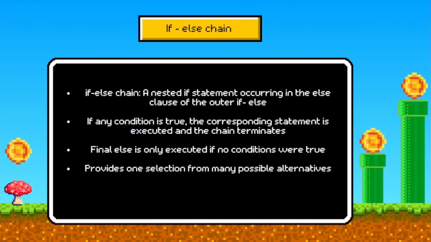Today I'm going to continue the presentation about the if-else chain. So what is an if-else chain? An if-else chain is a nested if statement occurring in the else clause of the outer if-else. If any condition is true, the corresponding statement is executed and the chain is terminated. The final else is only executed if no conditions were true. And finally, it provides one selection from many possible alternatives.